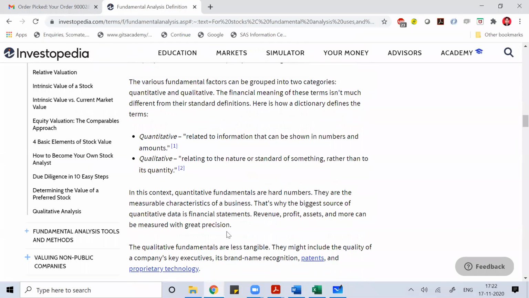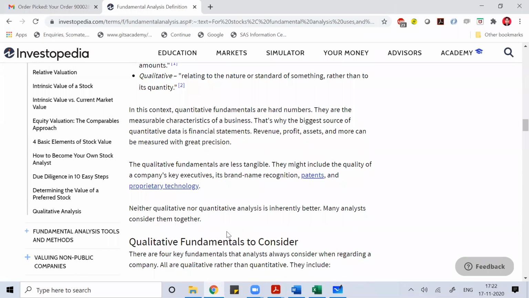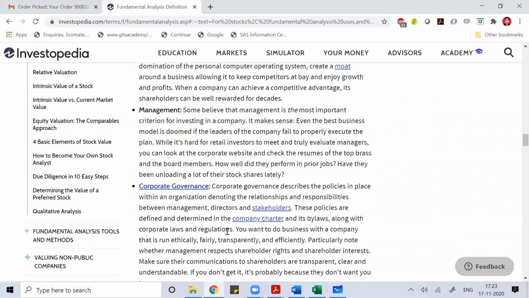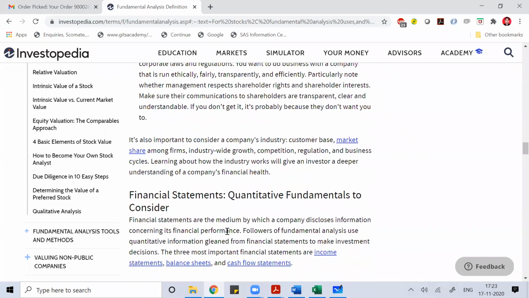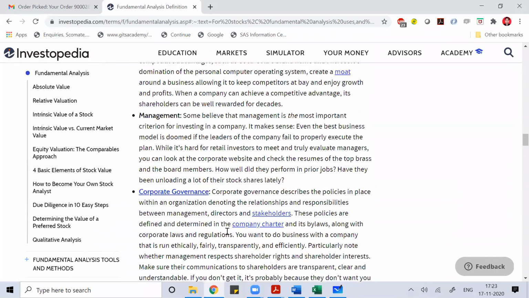Fundamental analysis considers different qualitative and quantitative factors which help the investor analyze undervalued stocks, and if an undervalued stock can be identified, then investing in it will not be a big concern. Qualitative fundamental factors which can be looked into are the business model, competitive advantage, management, and corporate governance. These are very basic and self-explanatory terms.